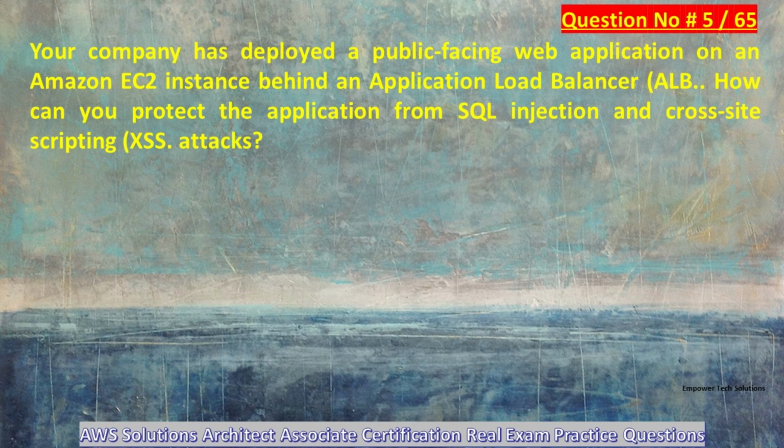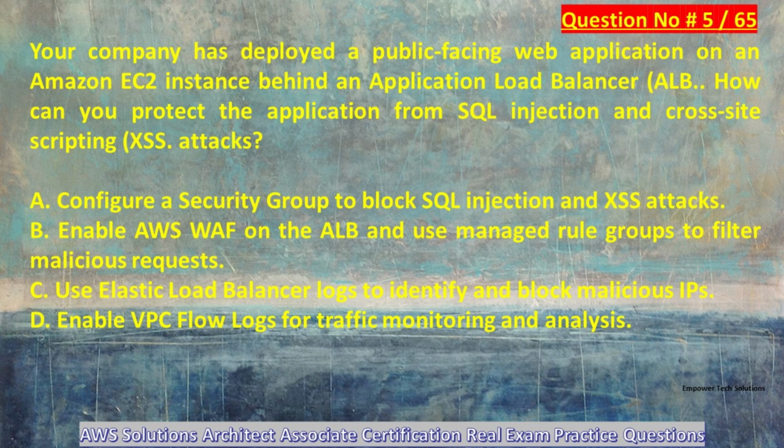Your company has deployed a public-facing web application on an Amazon EC2 instance behind an Application Load Balancer, ALB. How can you protect the application from SQL injection and cross-site scripting, XSS, attacks? A. Configure a security group to block SQL injection and XSS attacks. B. Enable AWS WAF on the ALB and use managed rule groups to filter malicious requests. C. Use Elastic Load Balancer logs to identify and block malicious IPs. D. Enable VPC flow logs for traffic monitoring and analysis.